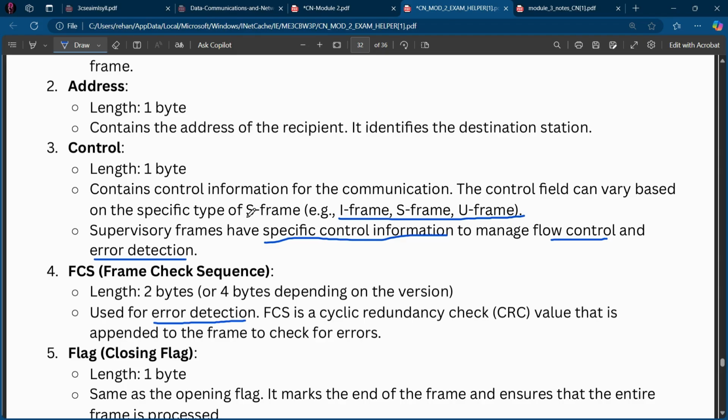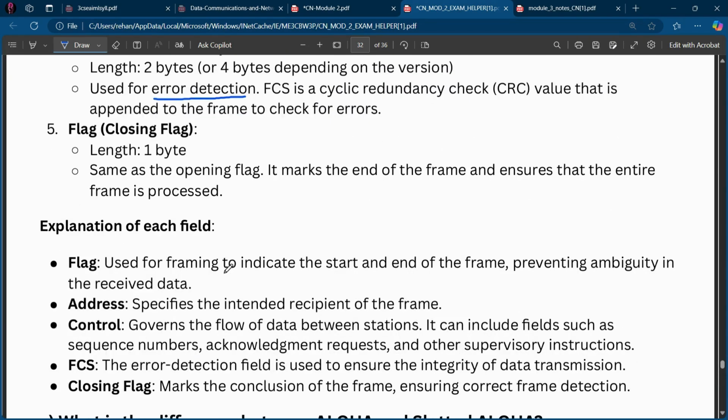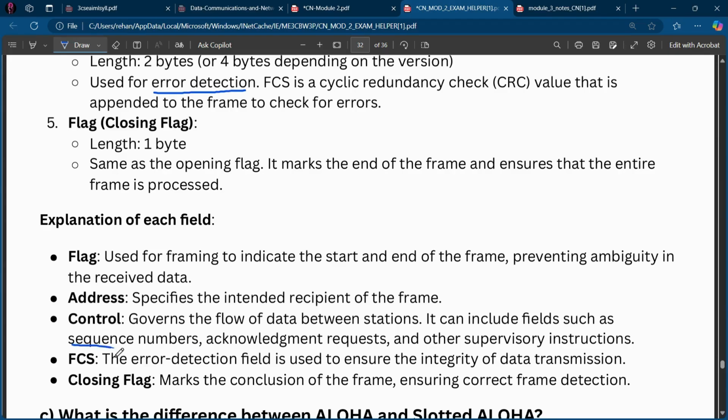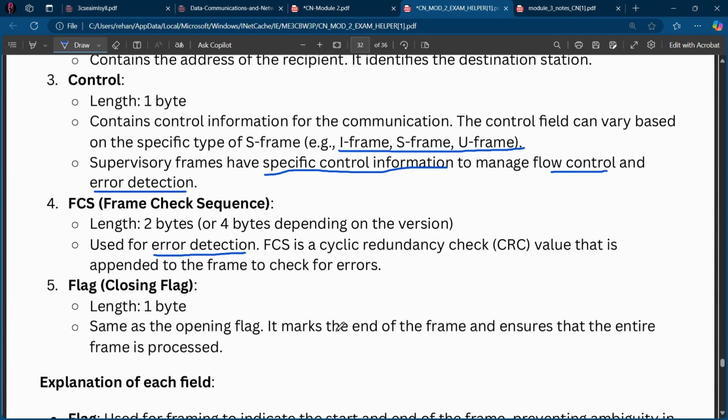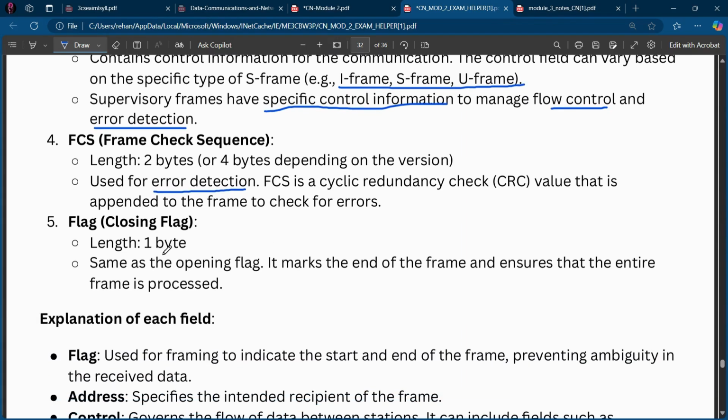It's mentioned over here. It has sequence numbering and acknowledgement request. FCS is nothing but the frame check sequence used for error detection. FCS is like a CRC value added to the frame to check for errors. Okay, the closing flag is the same one byte, same as the opening flag. It marks the end of the frame and shows the entire frame is processed.